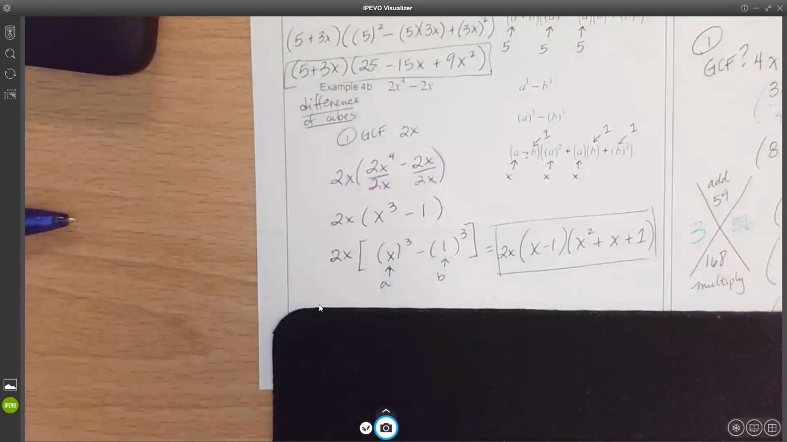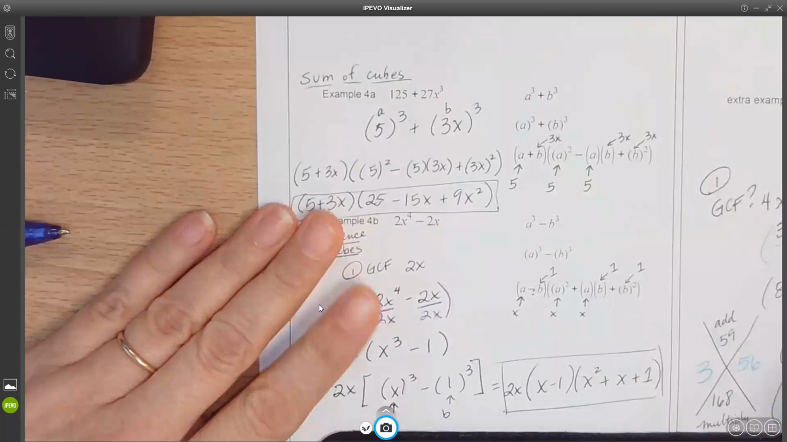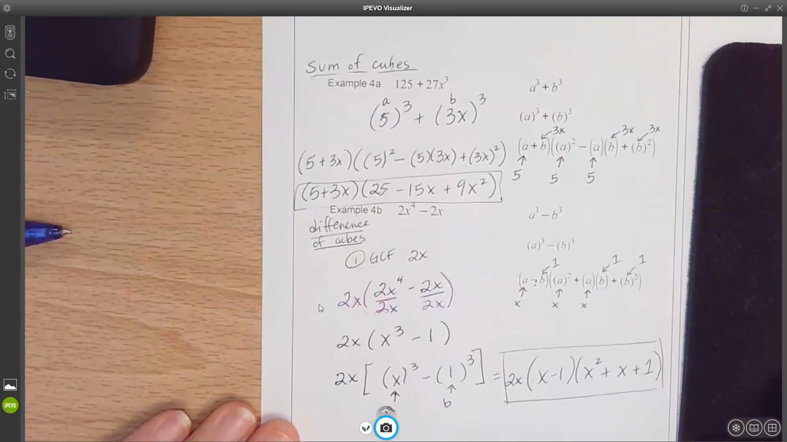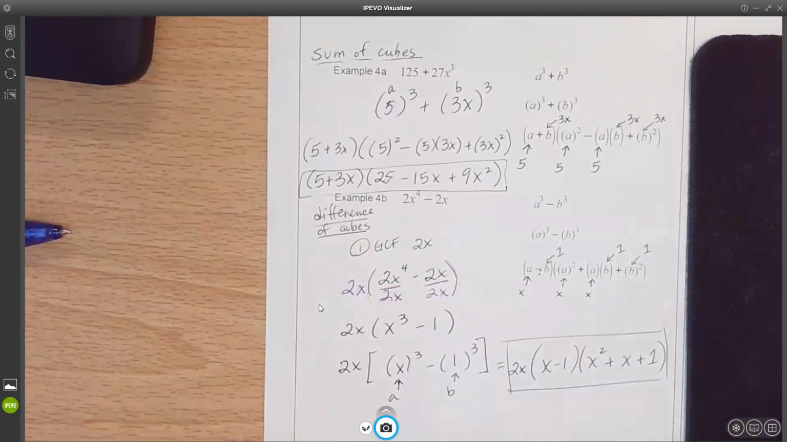So these are for factoring sums and differences of perfect cubes. You could use your power table. That may help you determine whether you have a perfect cube or not. I linked that with your Unit 8 page in Canvas.